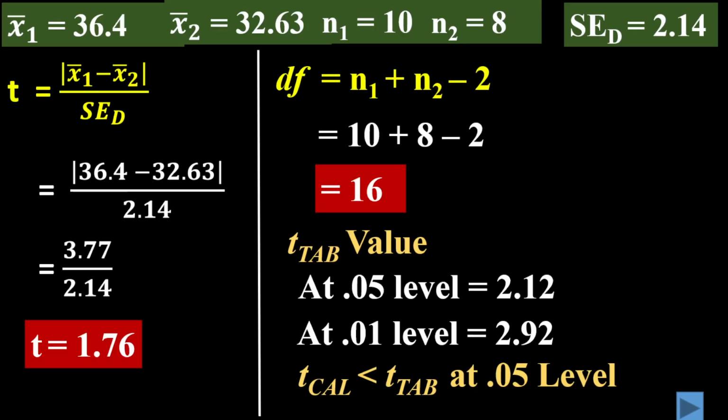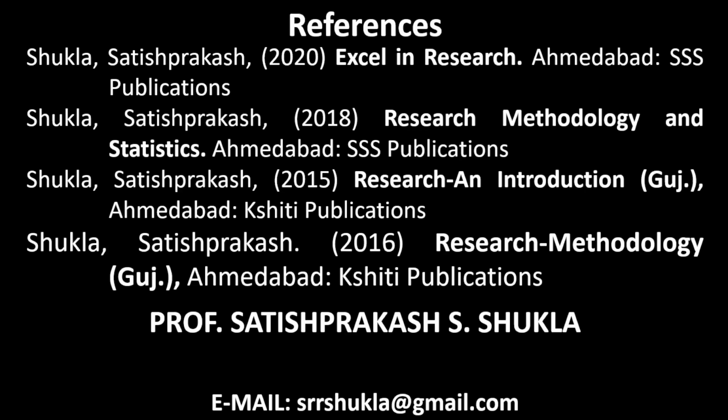So friends, in this way we have seen in this video how the t value is calculated and the significance of difference between two uncorrelated means is checked when a small sample is given. Now in the next video we will see how the t value is calculated when correlated means are given.